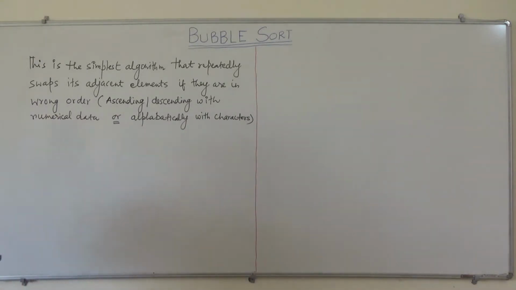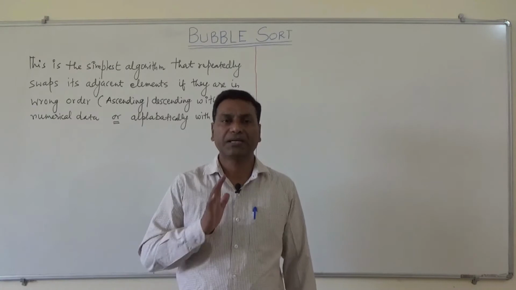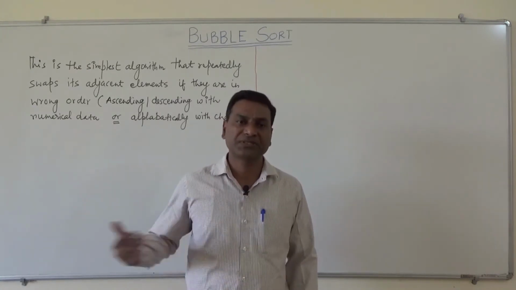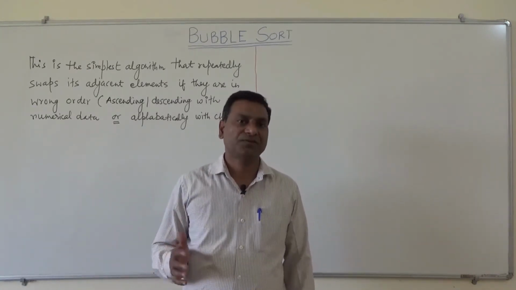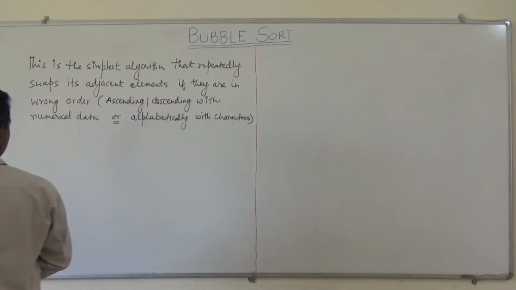Now we will see the steps, we will see the passes. If any unsorted array contains n elements, then it will contain n minus 1 passes. We will see the explanation of each pass, how it takes place. So first we will see pass 1.